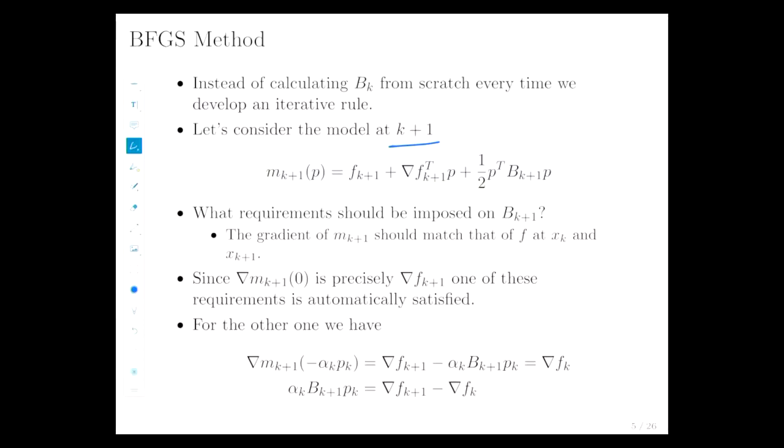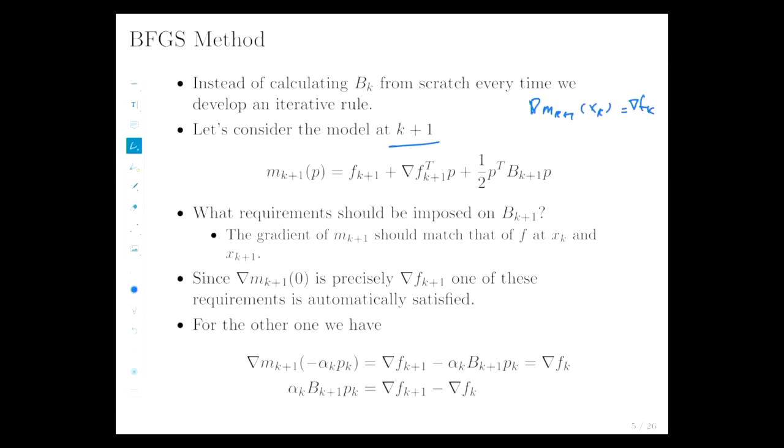First, we know that the gradient at 0, at point xk plus 1, is exactly grad of f at point xk plus 1. So one of these requirements is satisfied automatically. The other one, now we have to enforce it somehow, right? So if I have a model like that, I want to make sure grad of mk plus 1 at xk is grad of f of xk.